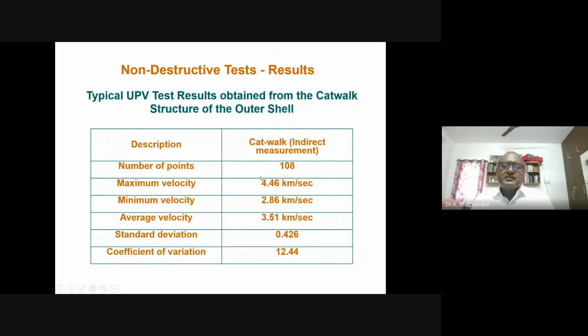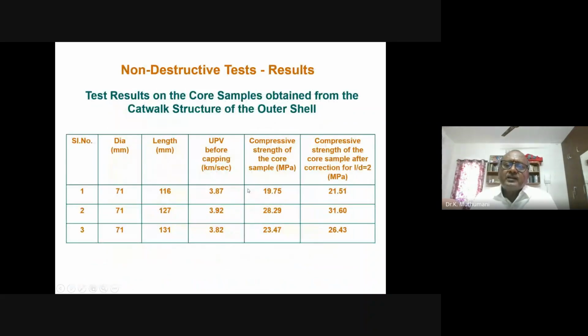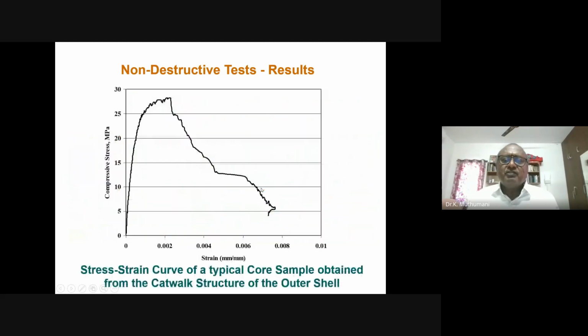Our UPV results are very good, from 2.8 to 4.4, and the standard deviation is 0.4. It looks very good, so the concrete is very good, nothing to worry about. We also took cores, and we found the core strength is about 21 at the lowest and 31 at the highest. Assuming that M20 is the concrete they designed, it is okay. Nothing wrong with that, because in those days they would have designed only M20. We assume that, and for M20 we can go ahead.